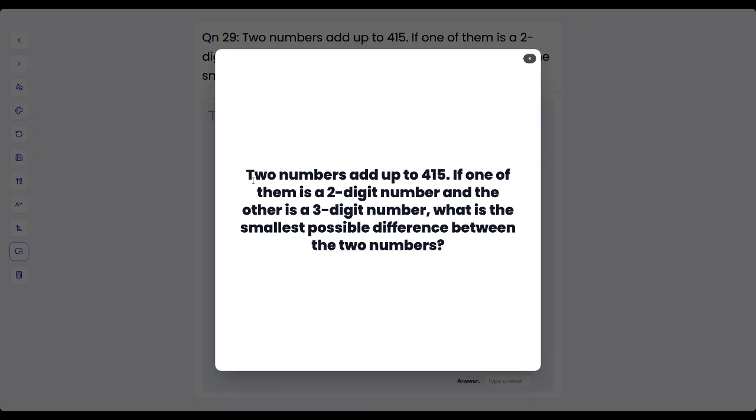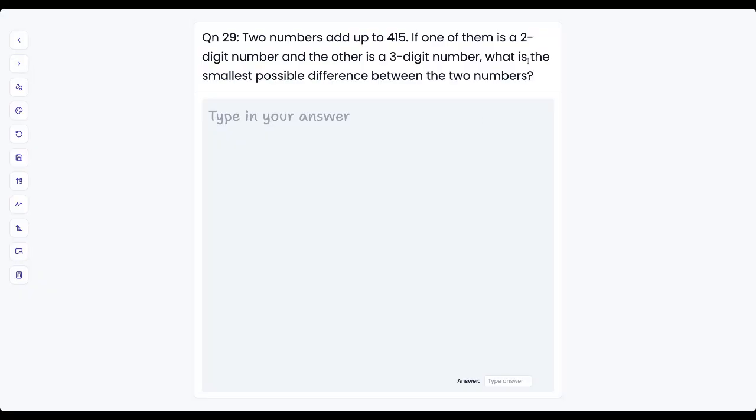Right, second last question. Question 29. Two numbers added to 415. If one of them is a 2-digit number and the other is a 3-digit number, what is the smallest possible difference between the two numbers?